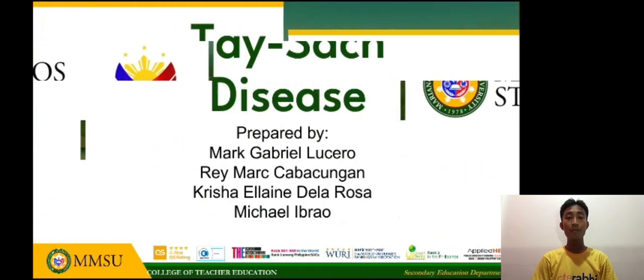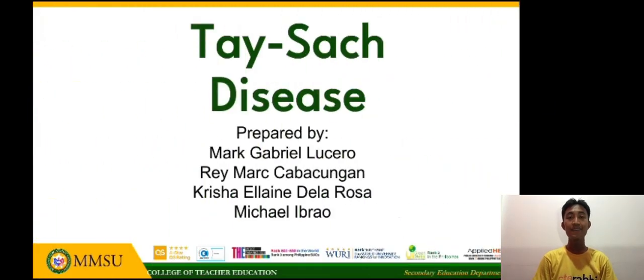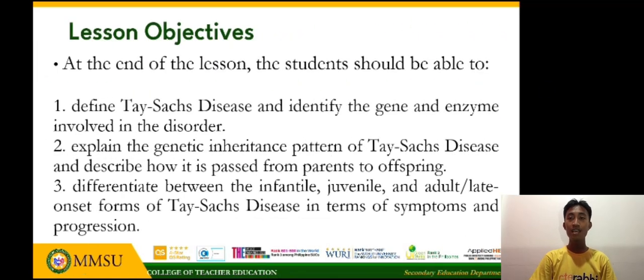So our topic for today is called Tay-Sachs Disease. For our lesson objectives, at the end of the lesson, the students should be able to define Tay-Sachs disease and identify the gene and enzyme involved in the disorder, explain the genetic inheritance pattern of Tay-Sachs disease, and describe how it is passed from parents to offspring, and differentiate between the infantile, juvenile, and adult late onset forms of Tay-Sachs disease in terms of symptoms and progression.